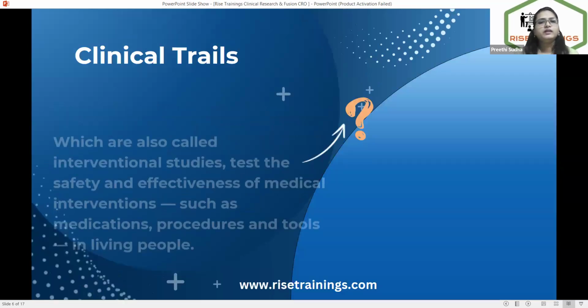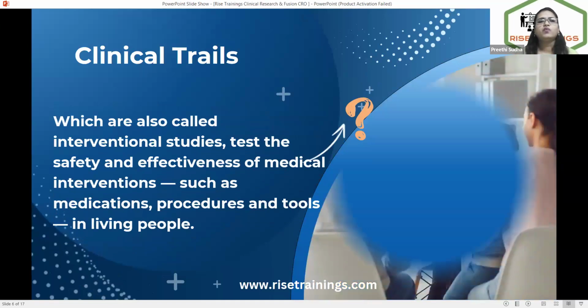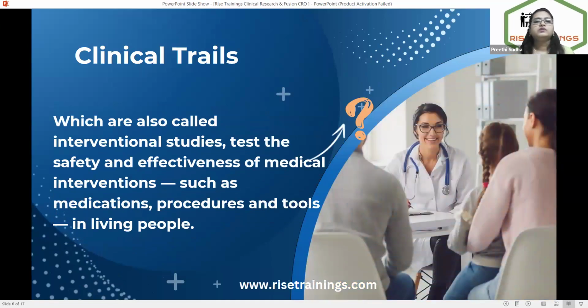Okay, next one is clinical trials. So what are clinical trials? This is very important. Clinical trials are also called interventional studies. These clinical trials are conducted to test the safety and effectiveness of the medicinal interventions. Medicinal interventions are not just medicines, but also medications, procedures, and tools in living people. This is called clinical trials.